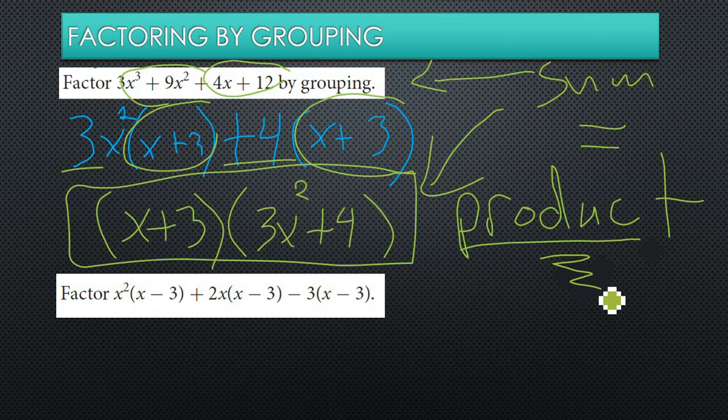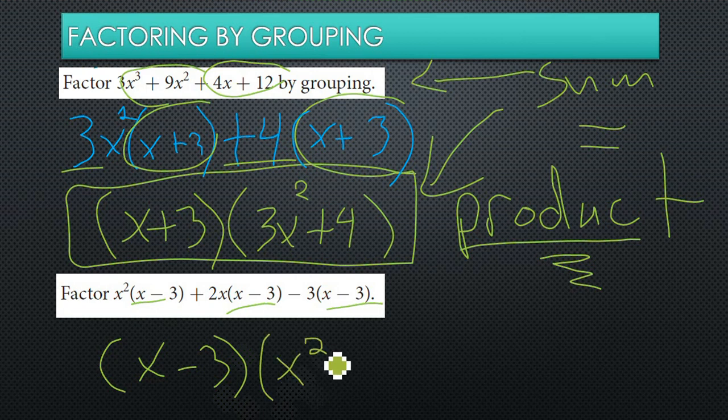Okay, so now let's look at our last example on this page. This one, the first step is kind of already done for us. You can see the common x minus 3. Boom, boom, and boom. So we factor out x minus 3, and we say what's left over? Well, I've got an x squared plus 2x minus 3. Okay, at this stage, we're going to stop there, and that is factoring by grouping.